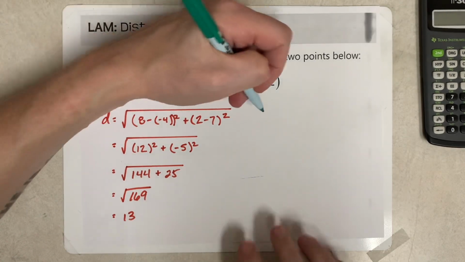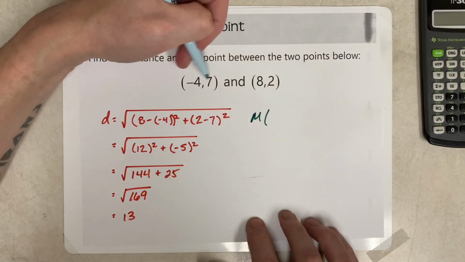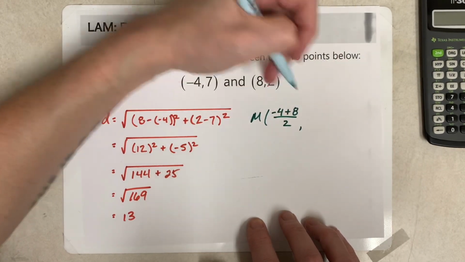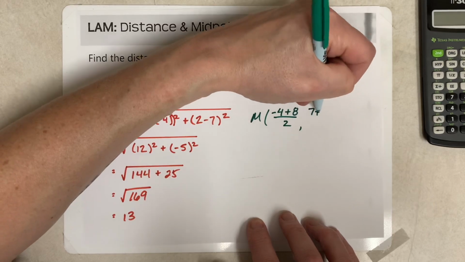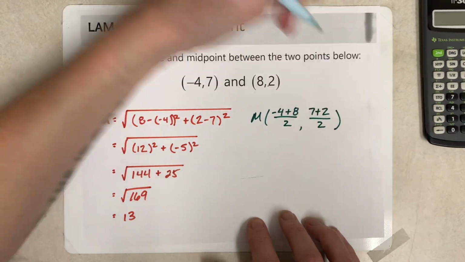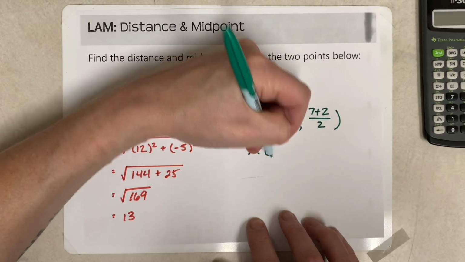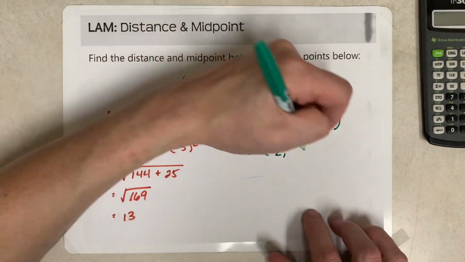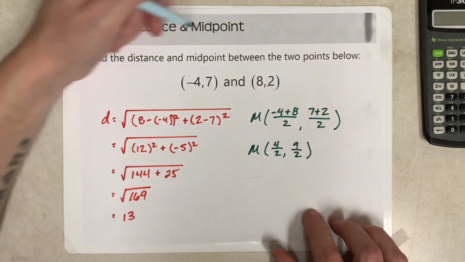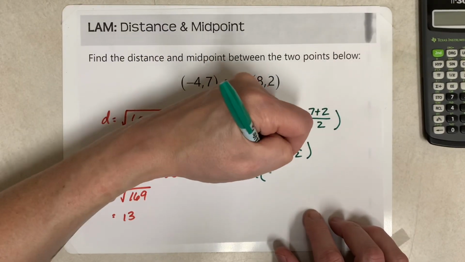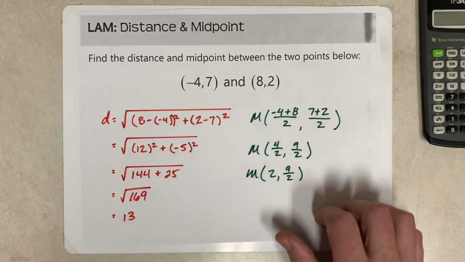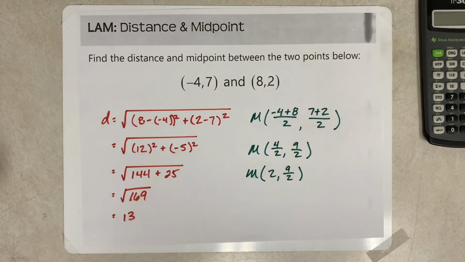All right, so midpoint, -4 plus 8 over 2, comma, 7 plus 2 over 2. -4 plus 8 is 4 over 2. 7 plus 2 is 9 over 2. The 4 over 2 we can simplify to 2, and the 9 over 2 we're just going to leave as 9 over 2. And so we have 2 comma 9 halves, and that is correct for that one.